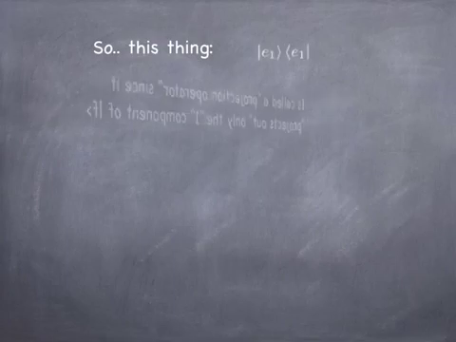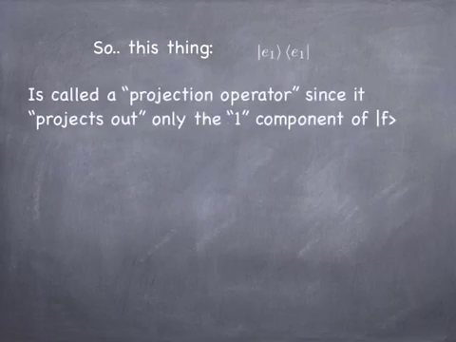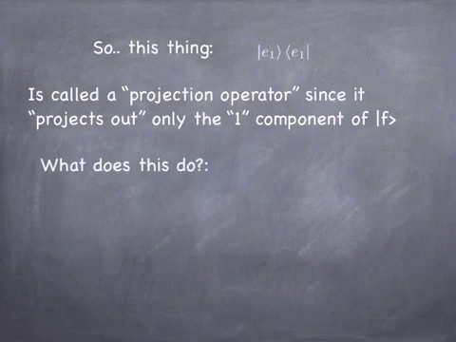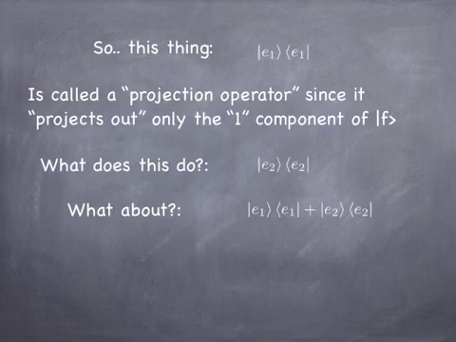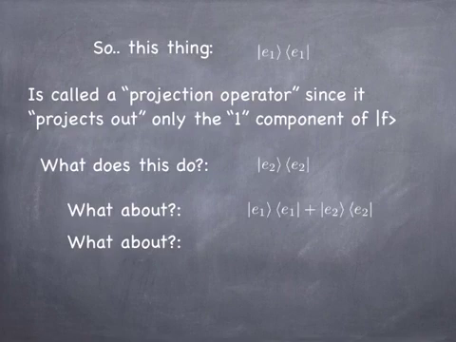You can do the same thing with E2. So the E1 projection operator projects out the 1 component. What does that guy do? Well, it projects out just the 2 component. And what do you get if you have this? E1, E1 plus E2, E2. Well, the first one projects out the 1 component, the second one projects out the 2 component, but then they're added together, so you get F1, F2.